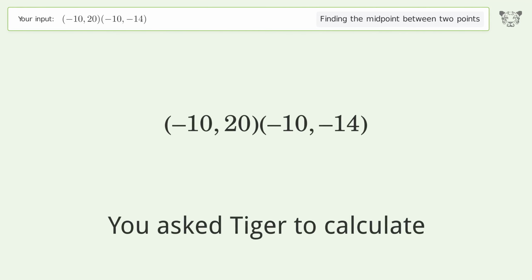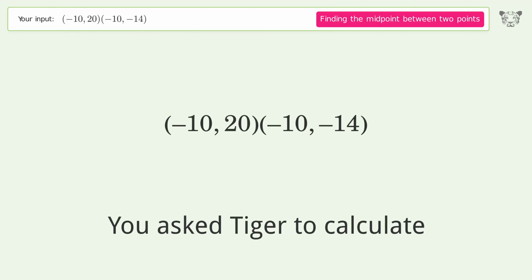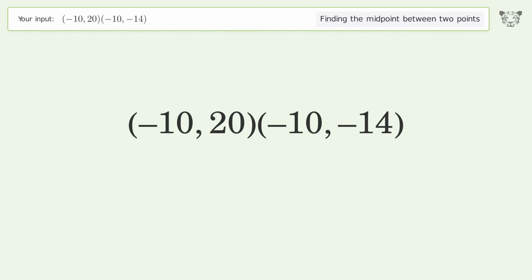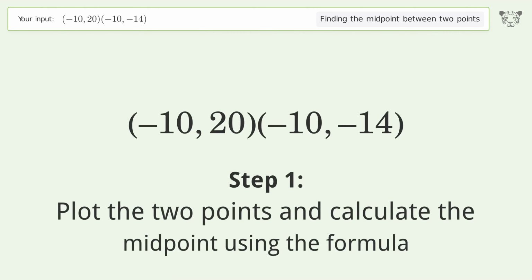You ask Tiger to calculate. This deals with finding the midpoint between 2 points. The midpoint between the 2 points is -10,3. Let's solve it step by step. Plot the 2 points and calculate the midpoint using the formula.